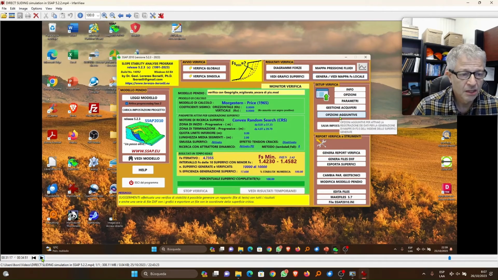And of course, it considers, since 2019, direct sliding in the calculation of instability, the global stability of reinforced earth slopes.